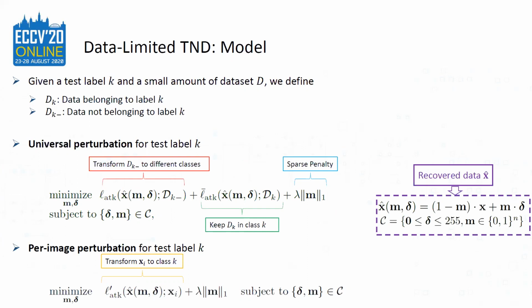We also have a sparse penalty term to restrict the area of the perturbation. Note that if the model is a Trojan model and K indeed is a target label, then after the optimization, data in D_K minus should transform to the target class with high probability, since we know there exists a small perturbation there. Then the optimization objective of the per image perturbation forces each data to transform to class K. We test all the classes until we find the target label.